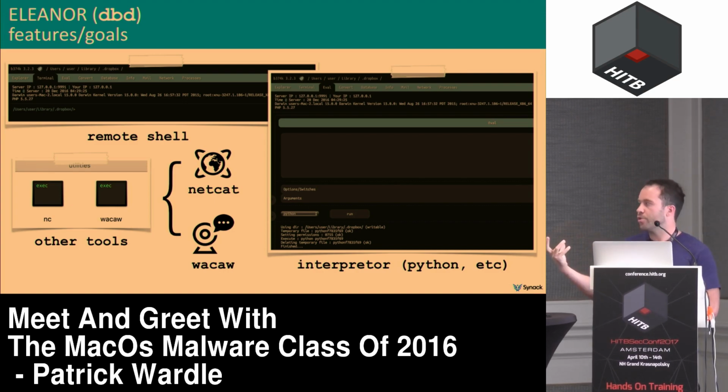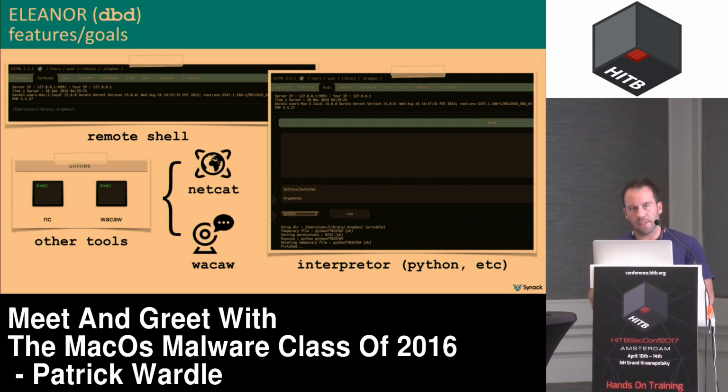Now, the malware was also distributed with two utilities: Netcat, which we all hopefully know what it is, and another tool called Waka. Waka is an open source utility that allows an attacker, or anybody, to capture video off the webcam. So again, this malware shipped with a utility that the attacker could execute via the PHP backdoor to record the user via their webcam.